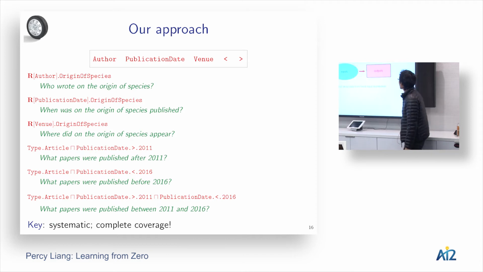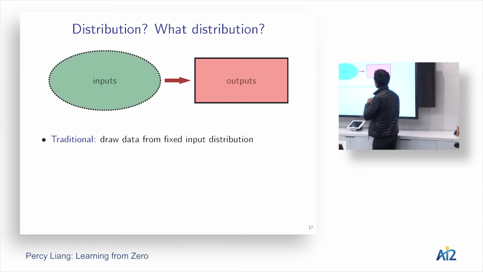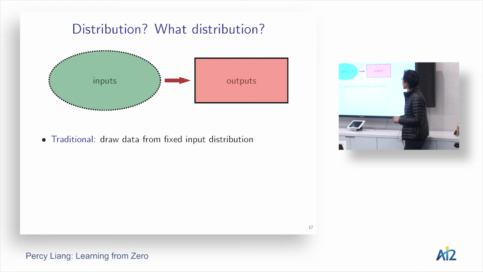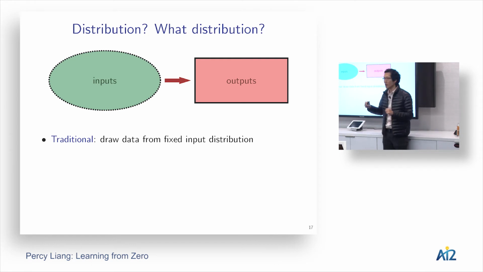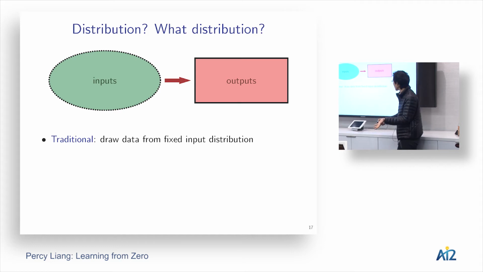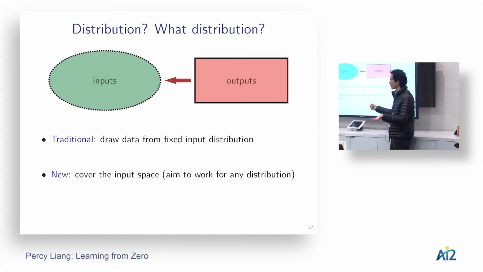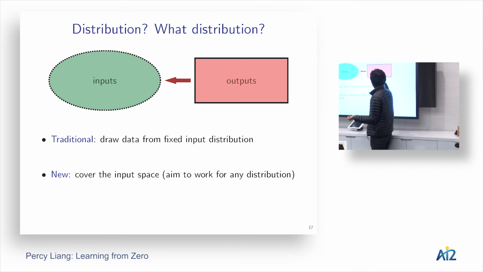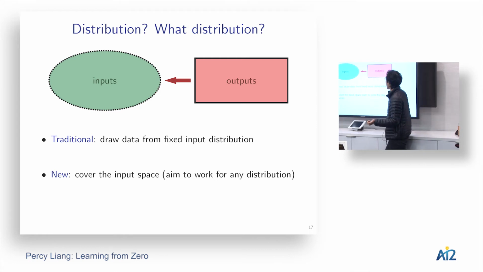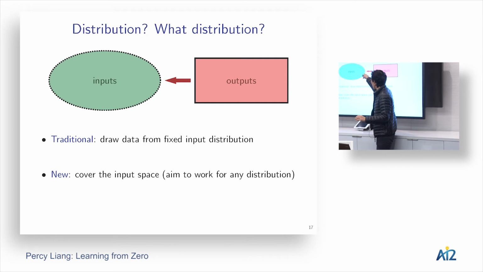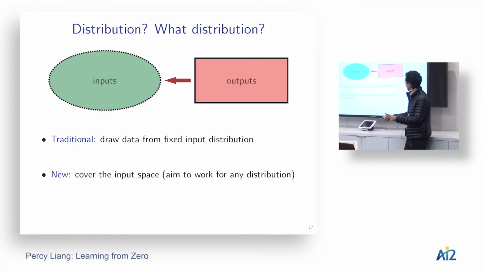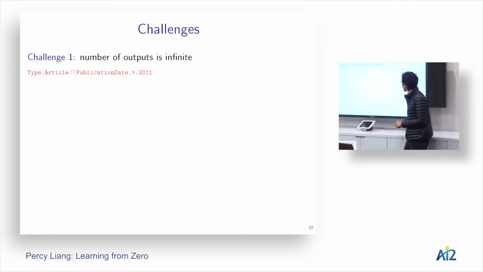Before that, I just want to pop back up and think, OK, what is going on here? Normally in machine learning, you have data that comes from a distribution, and then you are trying to predict according to that distribution. But in this case, there is no distribution. There's no data. So instead, what we're going to do is start with the output space and cover it, and then in the process, cover the input space in a way that, in some sense, works for all distributions.